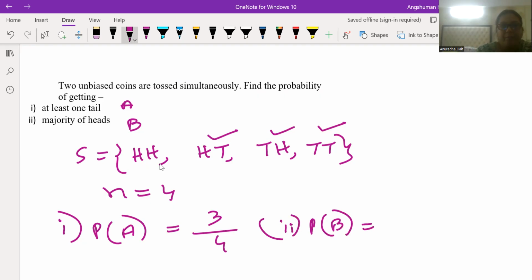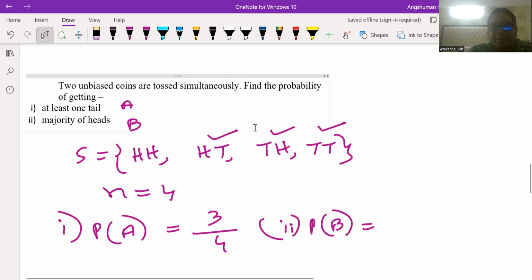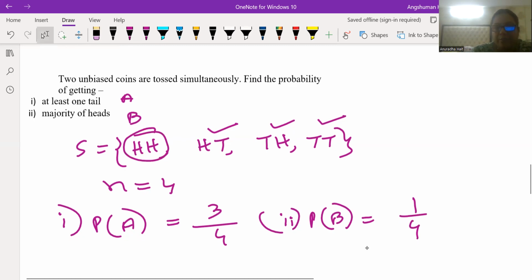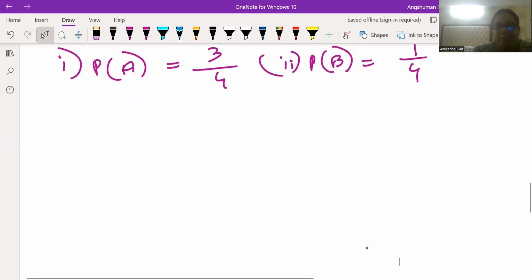Second question, majority of heads. The meaning of majority of heads is that the number of heads will be more than the number of tails. So we are not getting it here because head and tail are the same, and here no head is there. So what is the case here? Only one case, head and head. So what will be my answer? 1 by 4. So the first answer is 3 by 4 and the second answer is 1 by 4.